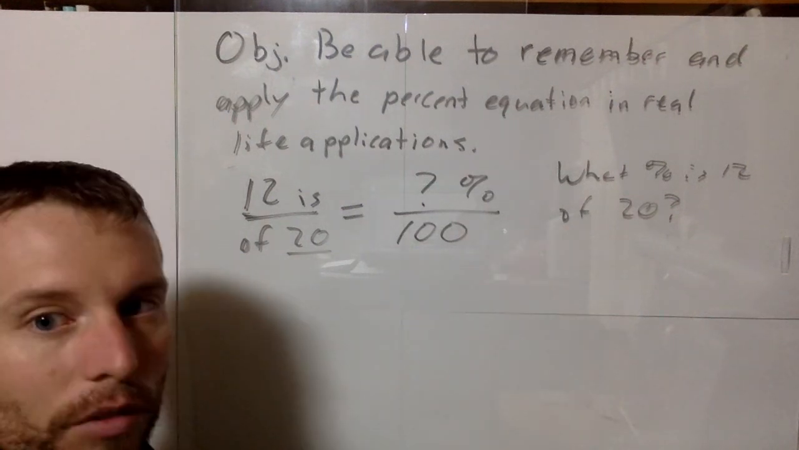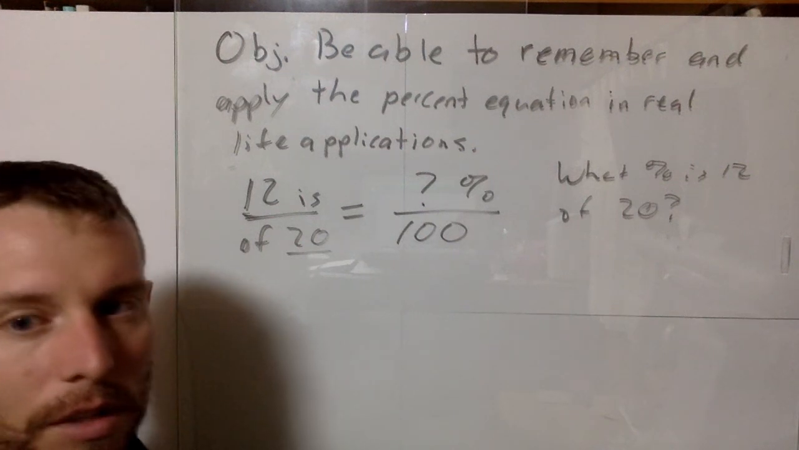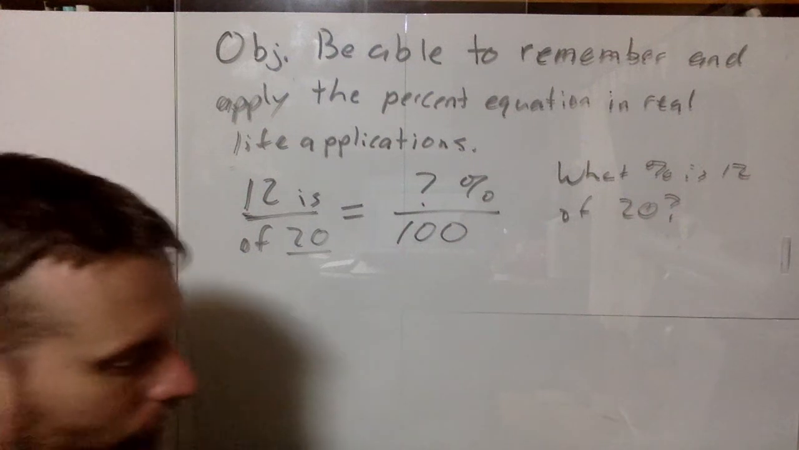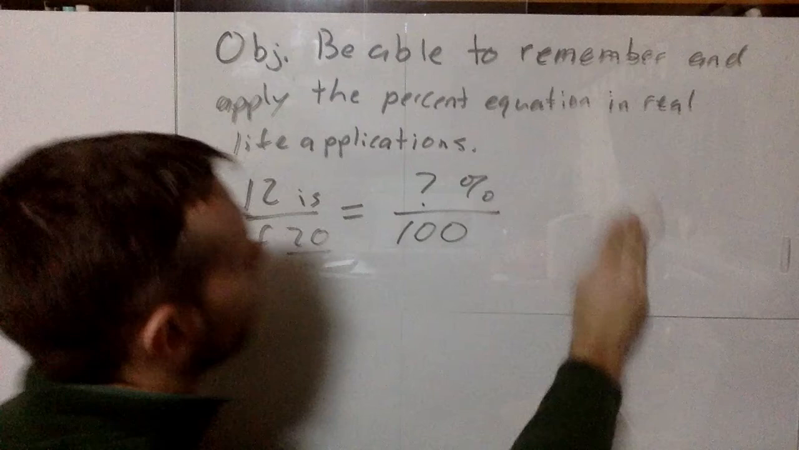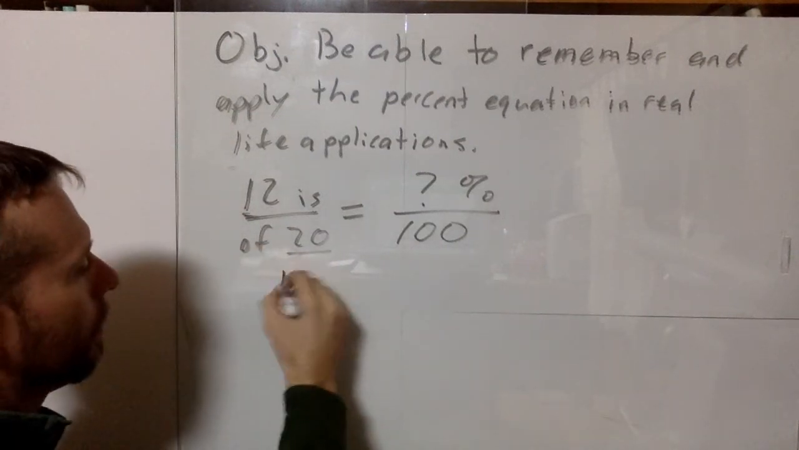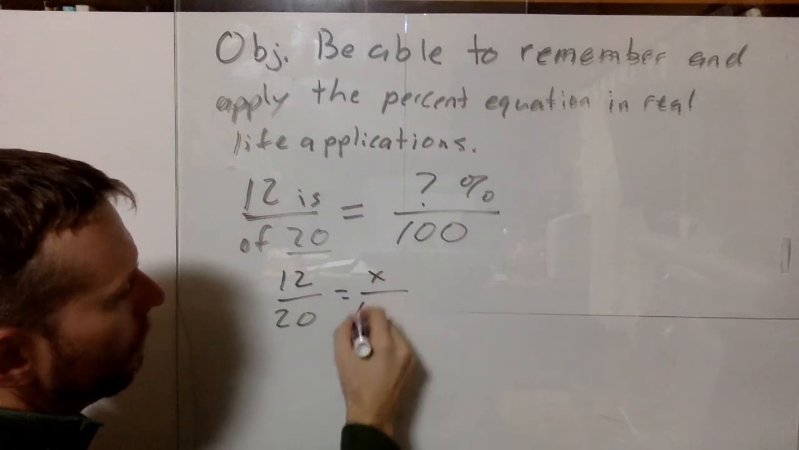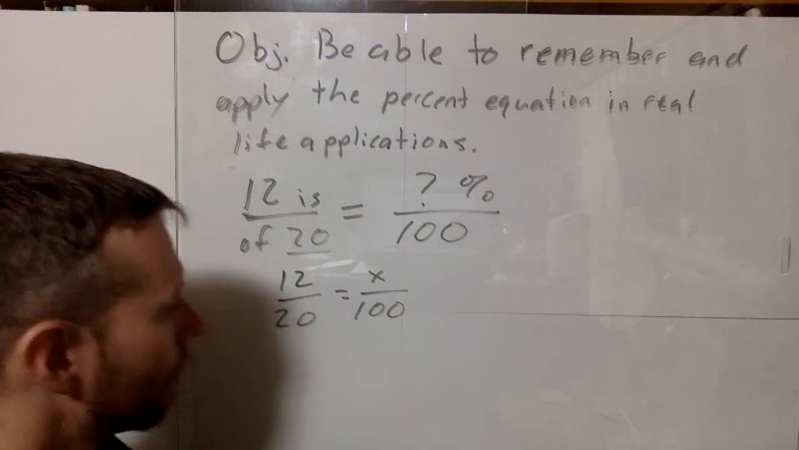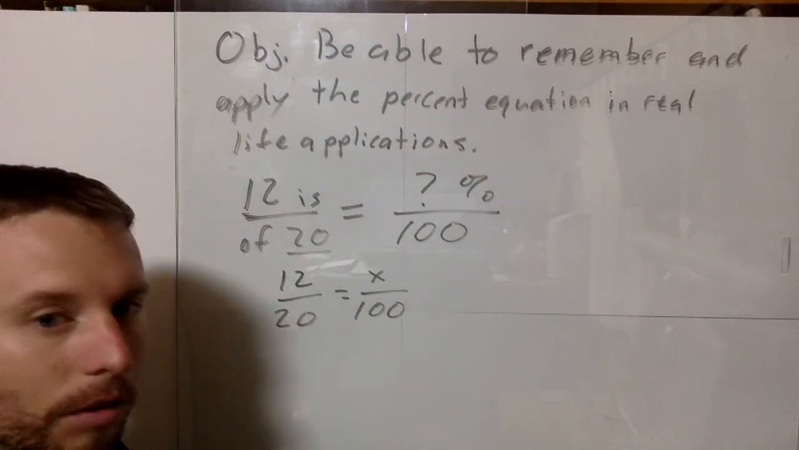What percent is 12 of 20? Well, that's the same thing as saying 12 is what percent of 20. So just be a little careful with that, but it still works. So 12 is what percent of 20? Well, if we solve this, 12 over 20 equals x over 100. There are a few different ways we could do this. We could do the cross products, and we'll do that in just a second.